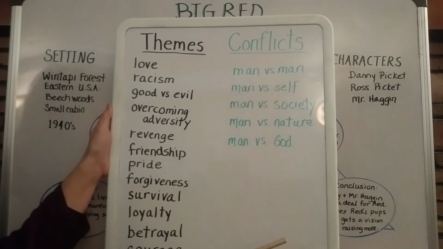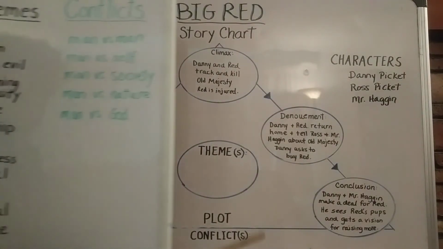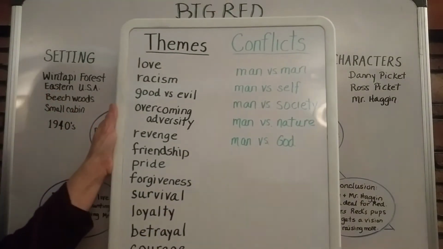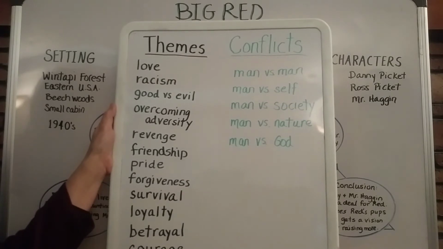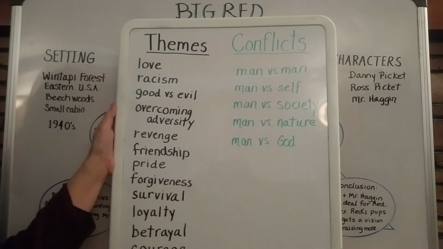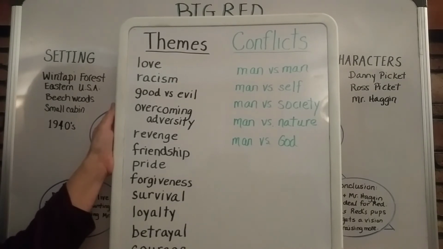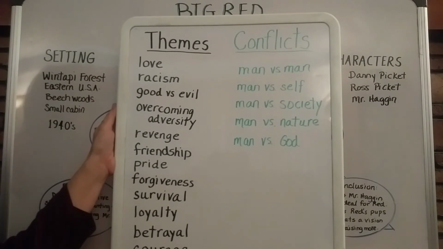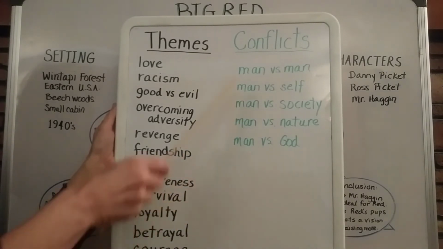So, write down in your conflict section at the bottom here what conflicts you think are in the book of Big Red. I'll leave this here just for a minute so you can look at them and think which ones you think would apply. Okay, if you want to come back to that later, you can rewind the video and pause it there and think about it some more.